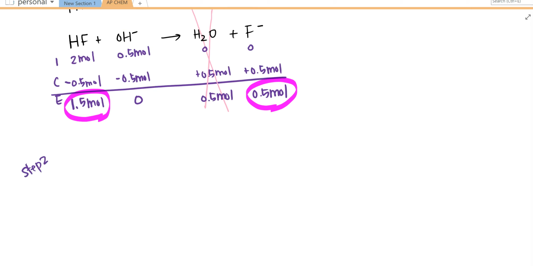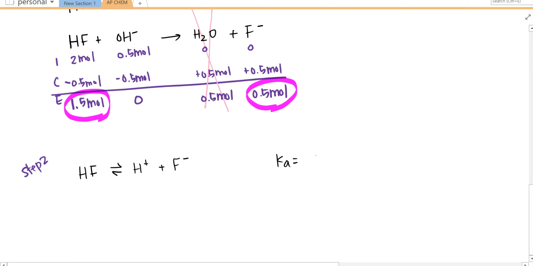So in step 2, what I do is I am going to use HF, and I know this is going to ionize into H plus and F minus, and they have to give you a Ka value. I'm just going to make this up, and let's just say 4 times 10 to the negative 2.